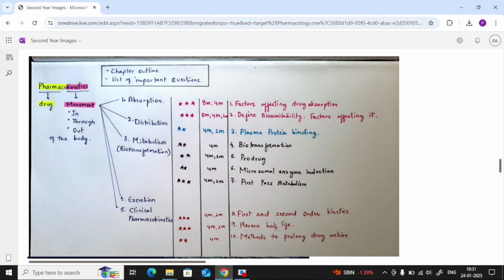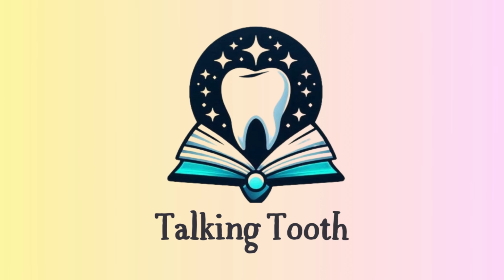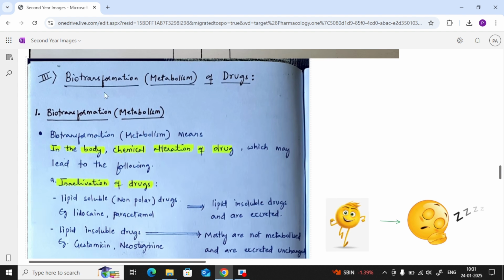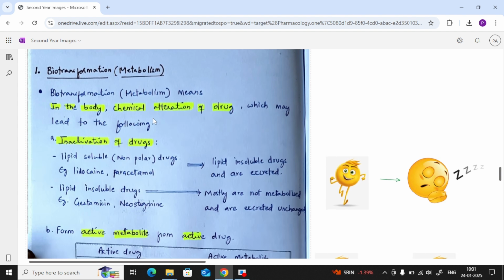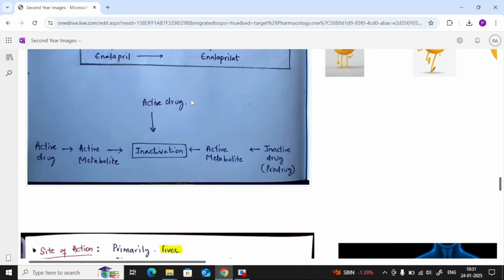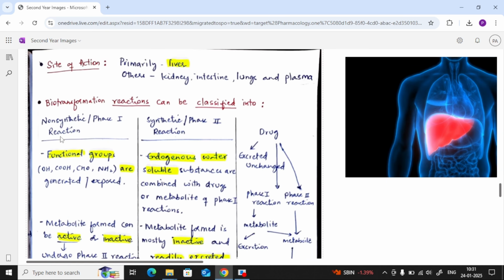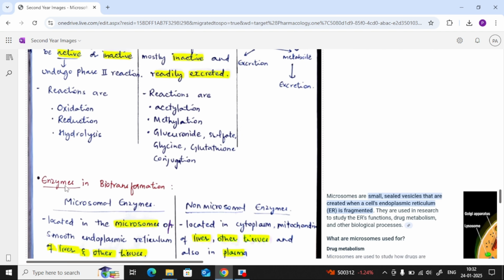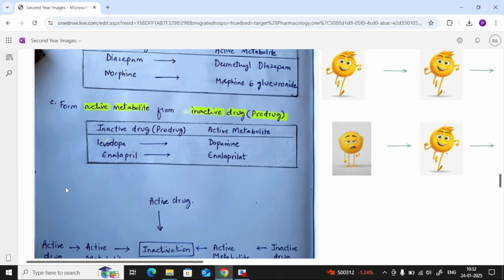We will be doing metabolism or biotransformation in this video, focusing on these 4 questions. So let's start. As you can observe, biotransformation itself is a question, so we will first cover that. We will cover biotransformation in a very easy way in 4 headings. First heading: what does it mean; next, where does it happen; next, what are the reactions involved in it; and what enzymes help in it. Let's make it very easy.